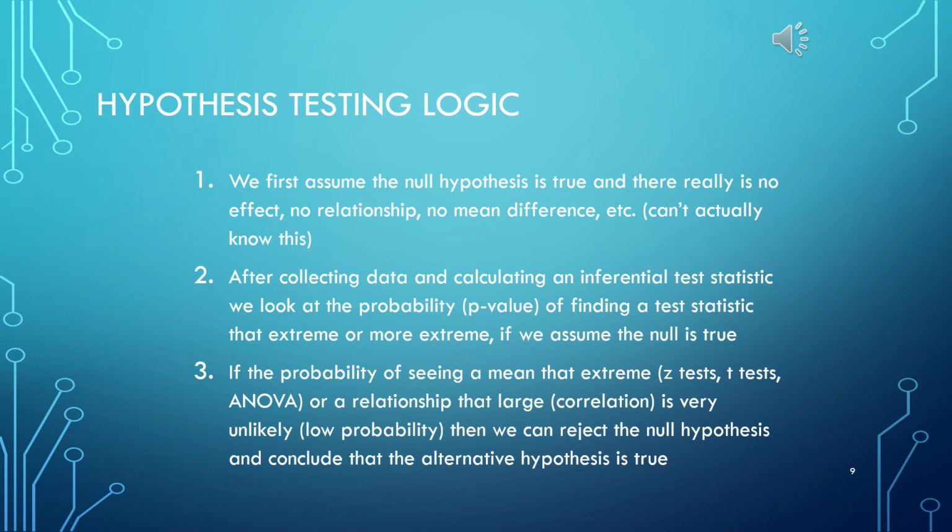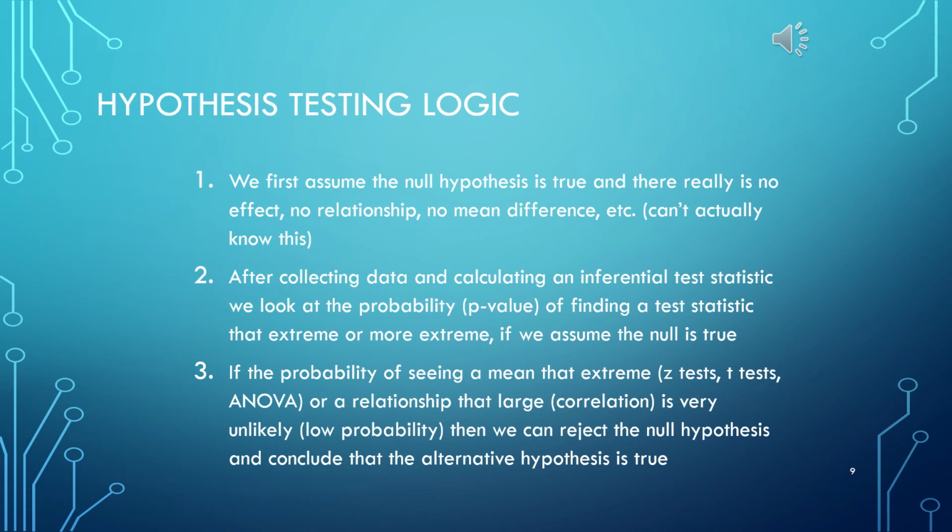But we're using a logical trick here, that we are first assuming that the null hypothesis is true. Then, after we collect data and we calculate these test statistics, which we'll do in a bit, we look at, well, what is the sheer likelihood of finding, let's say, an average depression score this low or even lower if we assumed that there actually is no effect of drug A?